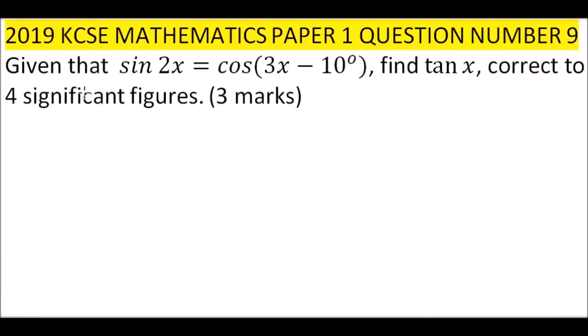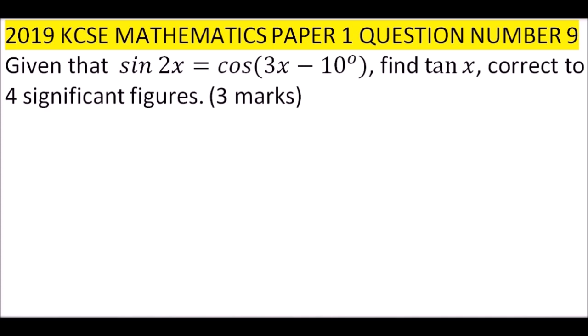So number 9, 2019 paper 1, we are told, given that sine 2x is equal to cos (3x minus 10), find tan x correct to 4 significant figures. You get yourself 3 marks. So before we do this question, let's ask ourselves, what do we need to know? The knowledge required for you to be able to get full marks.